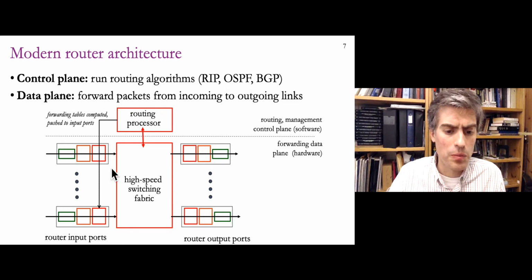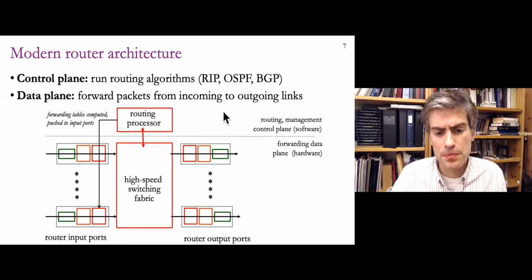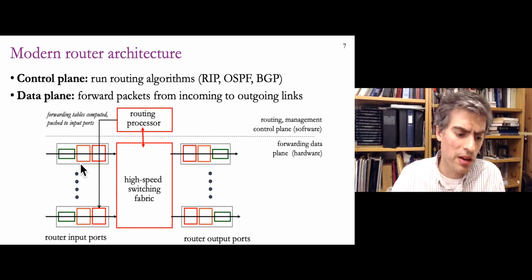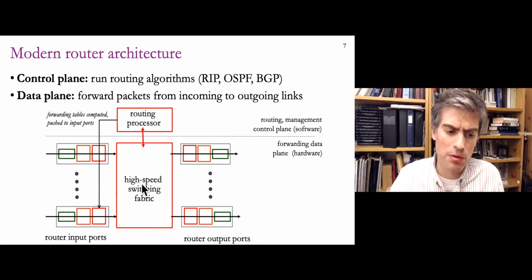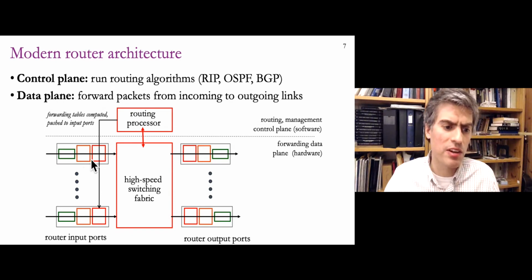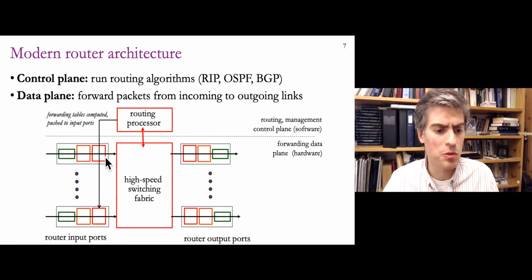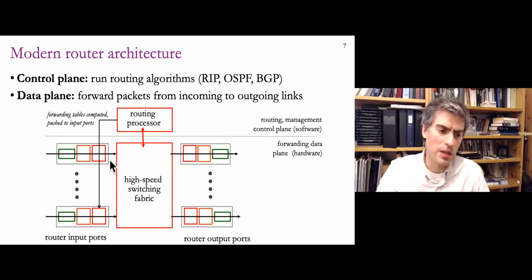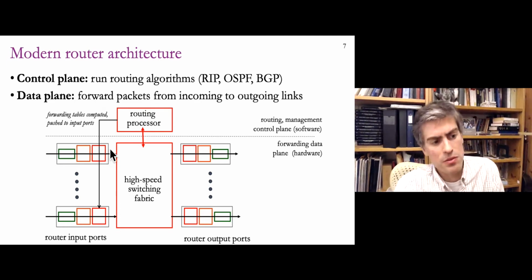But let's not worry too much about that yet. For the most part, we have ports, input ports and output ports. Those ports each have a copy of forwarding tables, which are the rules to decide where packets go. Those are determined by the routing processor and shared to all of the input ports that actually implement the forwarding rules.